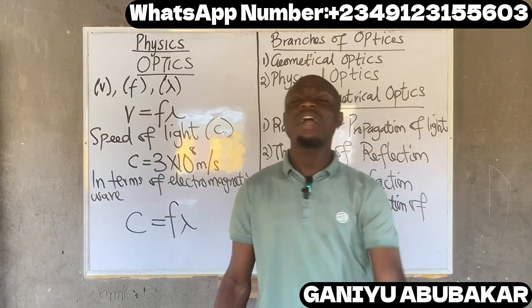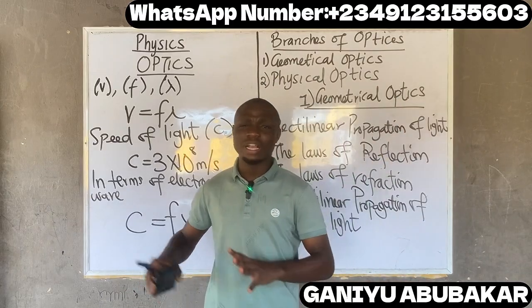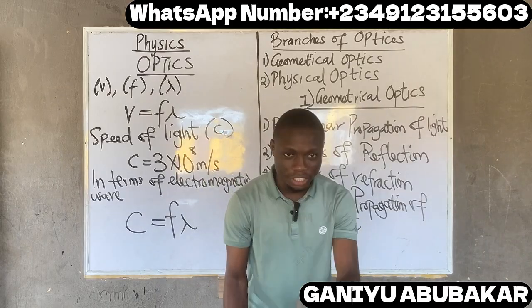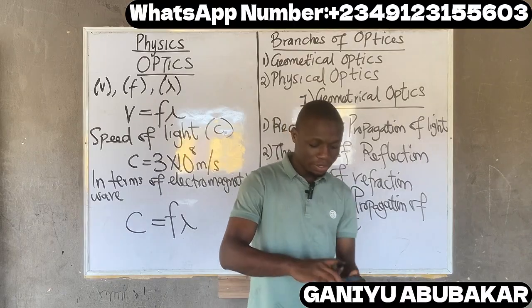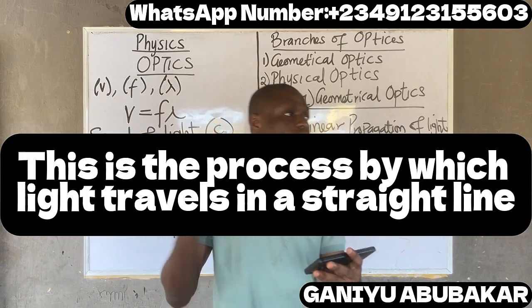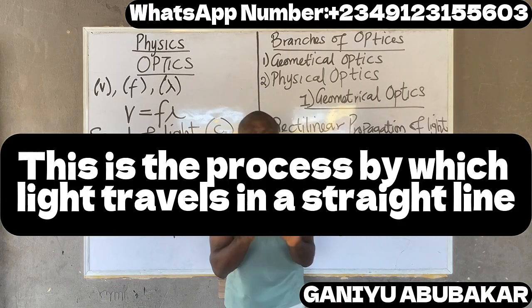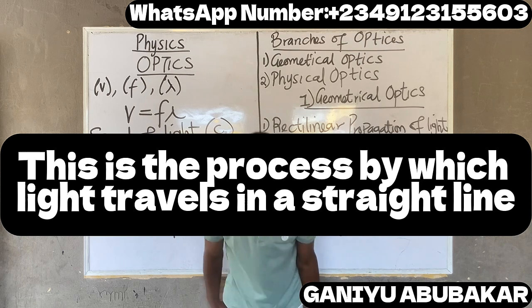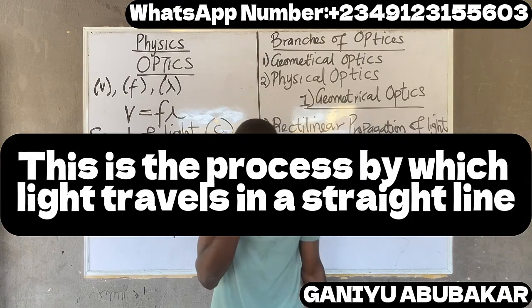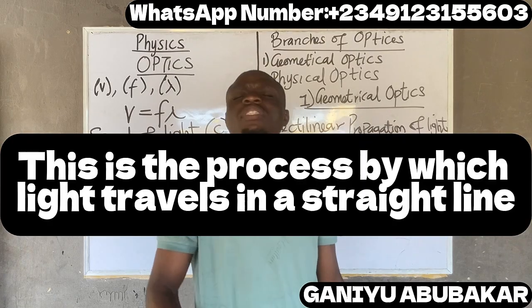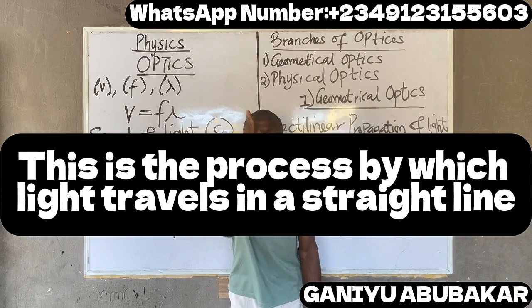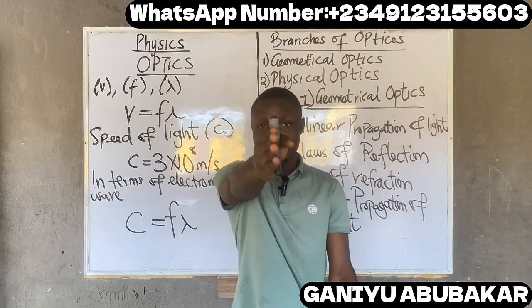And what's a periscope? How does it work? Before I move on to explaining in full detail, giving you real life examples of this concept, let's do the definition. What is rectilinear propagation of light? Put it down, please. This is the process by which light travels in a straight line. Say it after me, please.